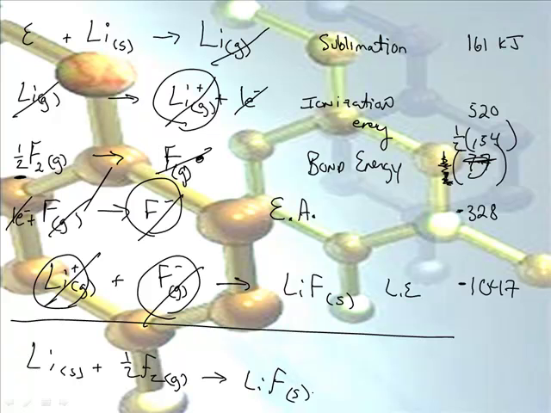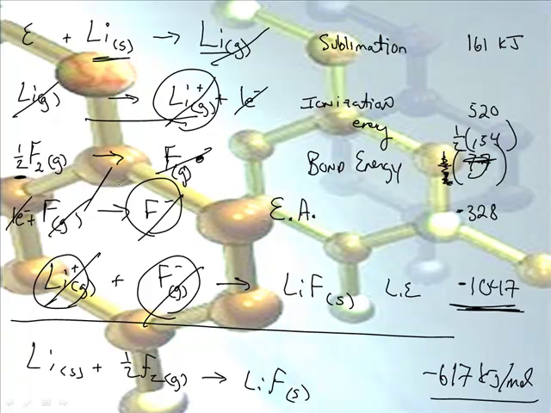That's the overall reaction of taking solid lithium and gaseous fluorine and making lithium fluoride. If you add all these numbers up, you get negative 617 kilojoules per mole. You have to know each of the steps. First, I took the metal and sublimated it. Then I ionized it. With the fluorine, I broke the bond, and then I ionized it. Then I added it all up, and that's how you do this.